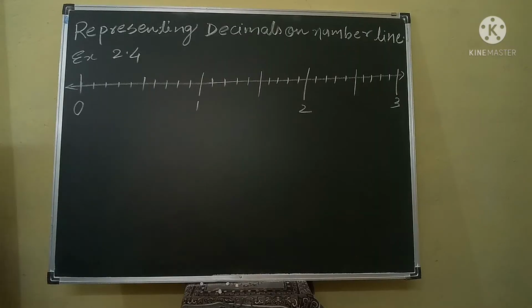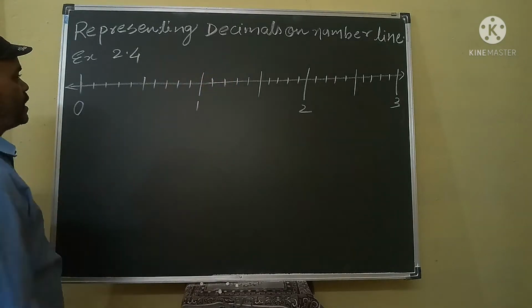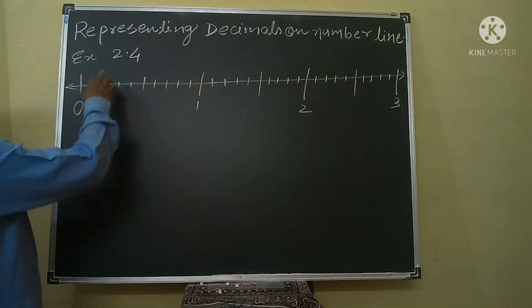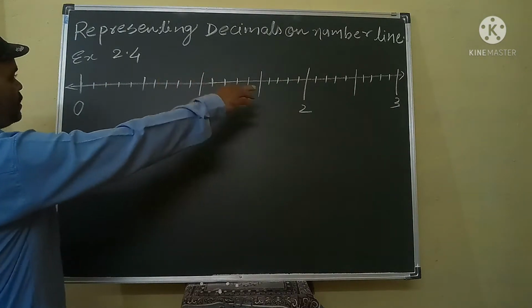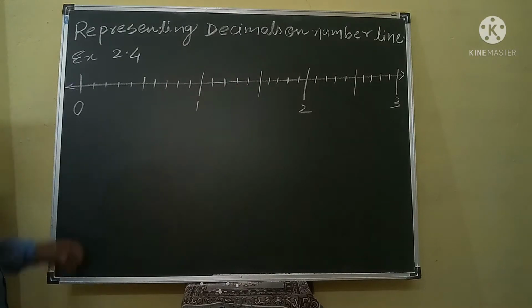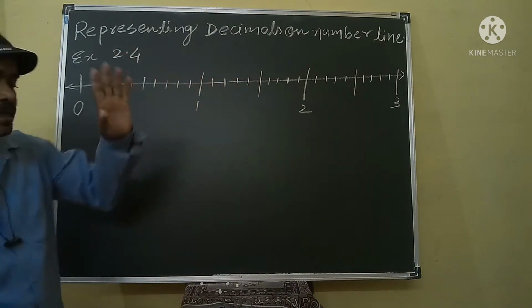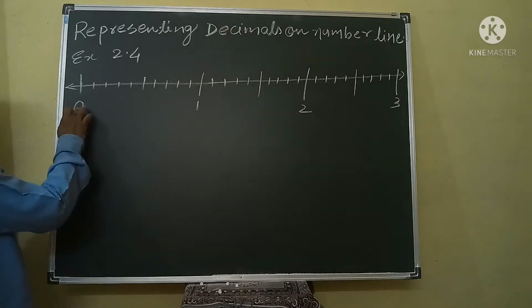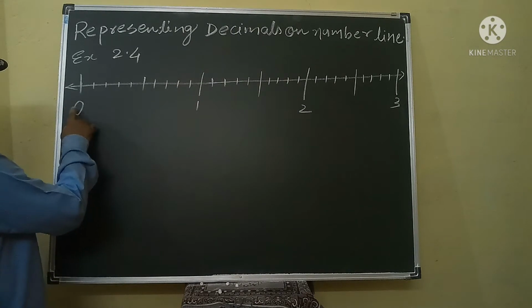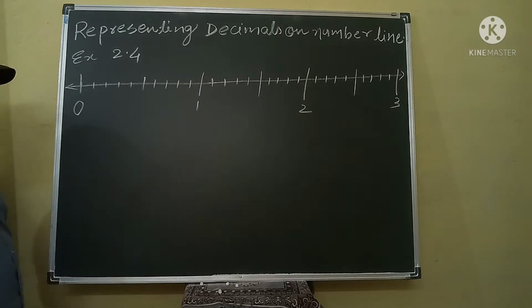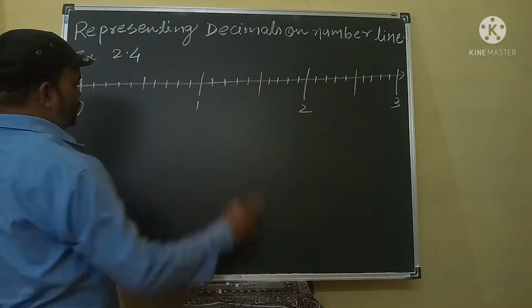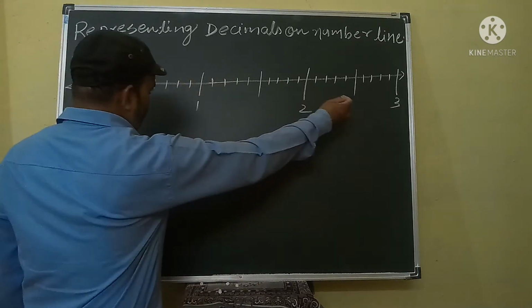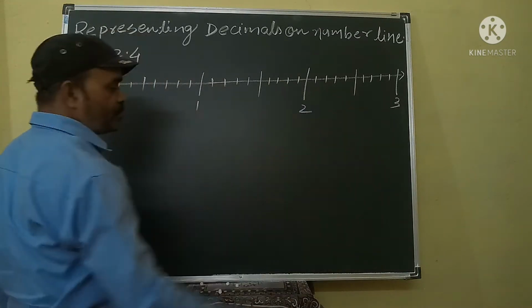Okay, new topic is representing decimals on number line. Suppose you have one decimal number, and how can you represent this decimal number on number line? So first we will make one number line. This is 0 and this is 1. Between 0 and 1, how many equal part? That is 10 equal part. Between 1 and 2, this is 10 equal part. Between 2 and 3, there is 10 equal part.